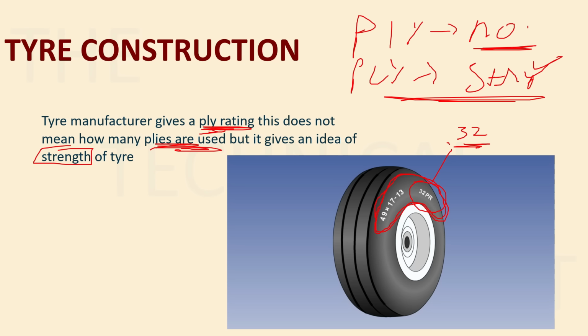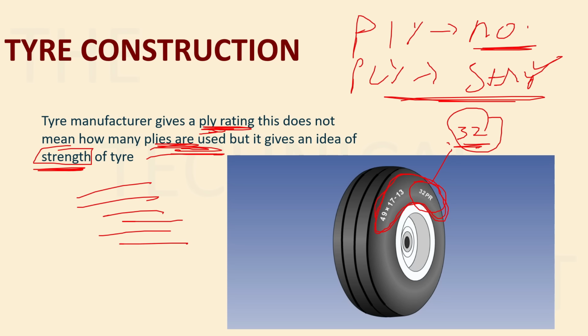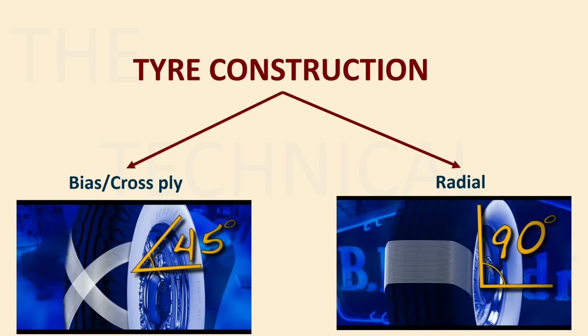So the ply rating is mentioned on what? Sidewalls, and it means the strength of the tire, not the number of plies that are used. So if 32 is mentioned, it does not mean that 32 plies are being used to make this tire. No, it's just an indication of your strength, how tough the tire is, right?